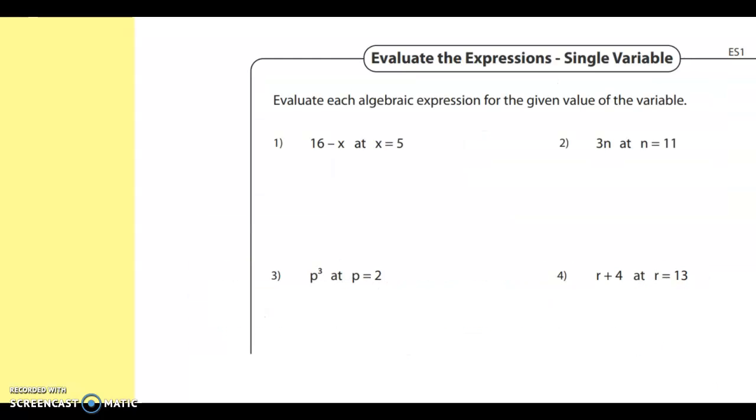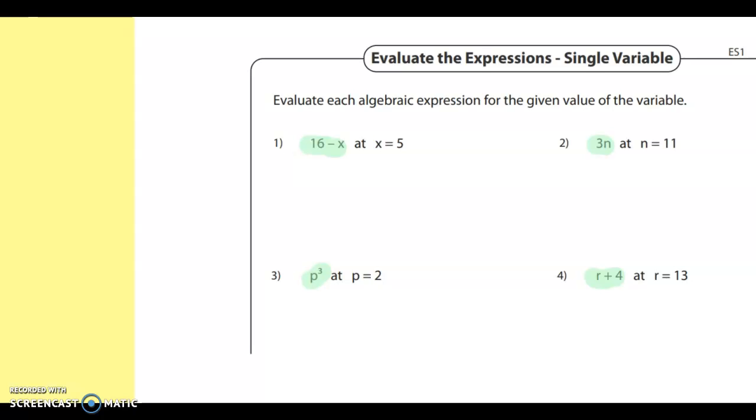So let's take a look at some examples. Let's look at single variable replacement first. If I look at my expressions here, I have 16 minus x in the first one, 3n, p cubed, and r plus 4. Each of those, again, is an expression. They do not have an equal sign. And to the right of each of those, it tells us what the value of the variable is.